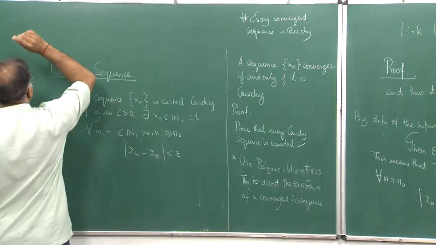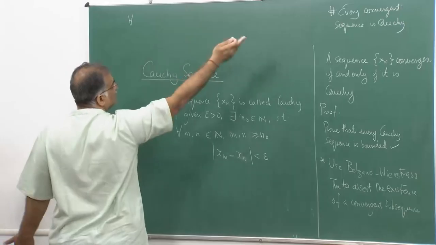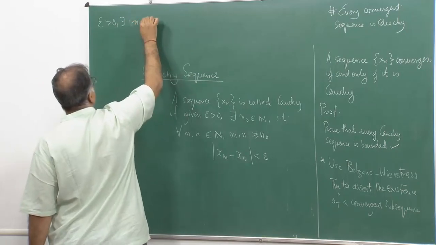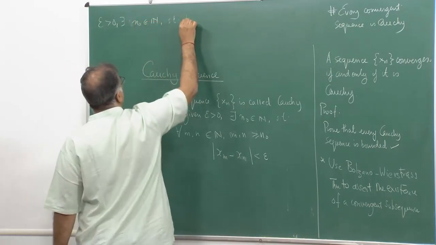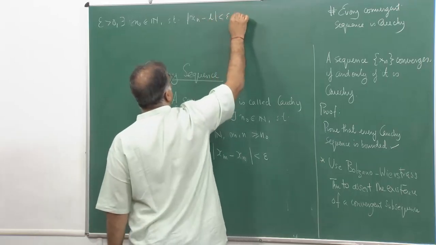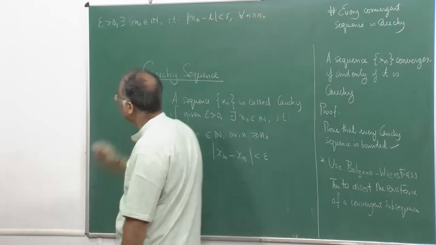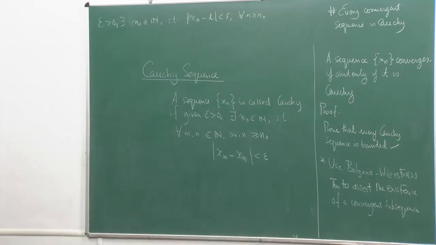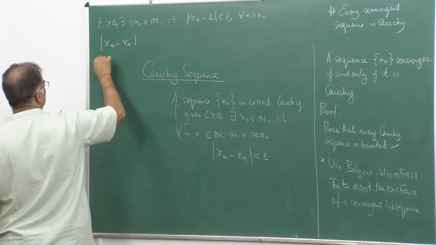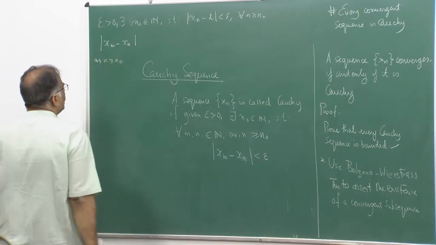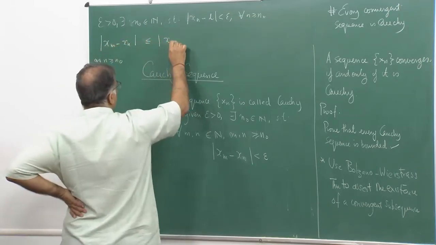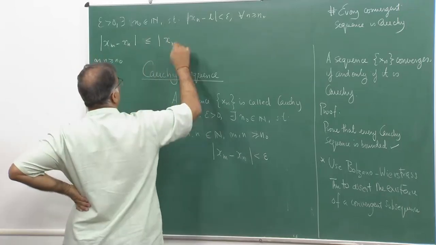Suppose L is the limit. Then, given epsilon greater than 0, there exists n naught in N such that mod of xn minus L is strictly less than epsilon for all n bigger than n naught. This is what is happening. Once I know this fact, take m and n both greater than n naught. For them, simply write this: it is less than or equal to, you add and subtract L.